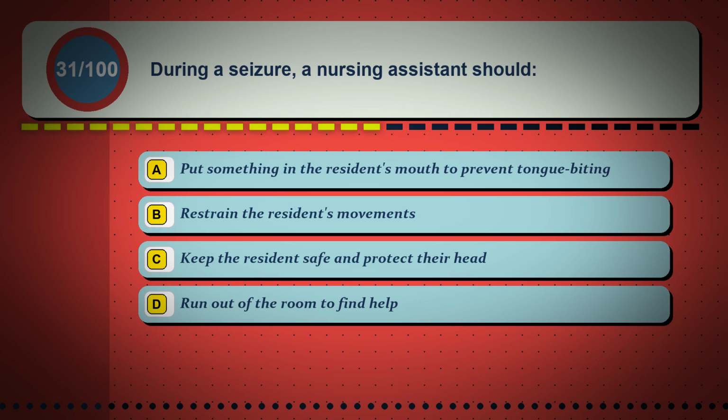Question 31. During a seizure, a nursing assistant should: Option A, put something in the resident's mouth to prevent tongue biting. Option B, restrain the resident's movements. Option C, keep the resident safe and protect their head. Option D, run out of the room to find help.